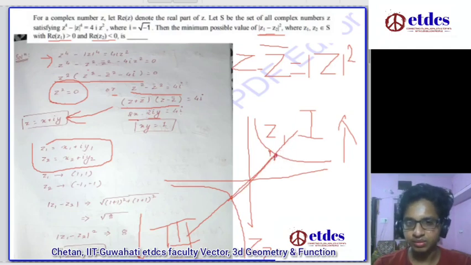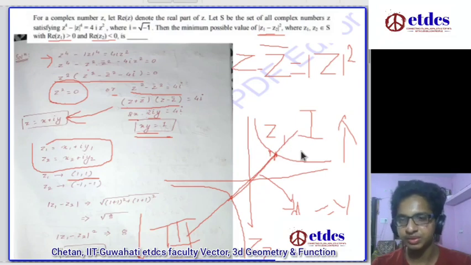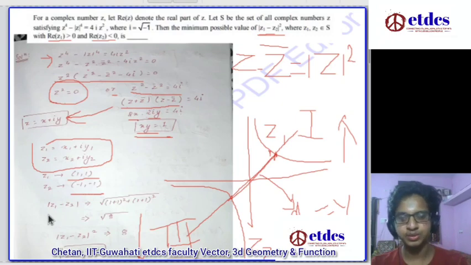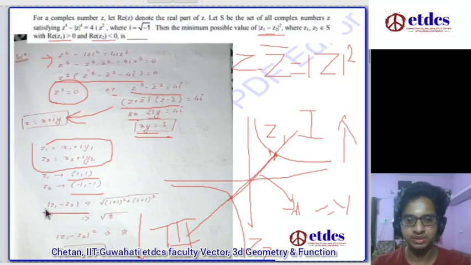So what can be this point? If we look carefully, this is x is equal to y. So x is equal to y, and here also, so basically we get z1 as (1, 1), if we take positive values of x and y, and z2 as (minus 1, minus 1). So we can find the distance between z1 and z2 as mod of z1 minus z2, which we get as root 8. And what we have to find is the square, so root 8 square we get 8, and that's the answer.